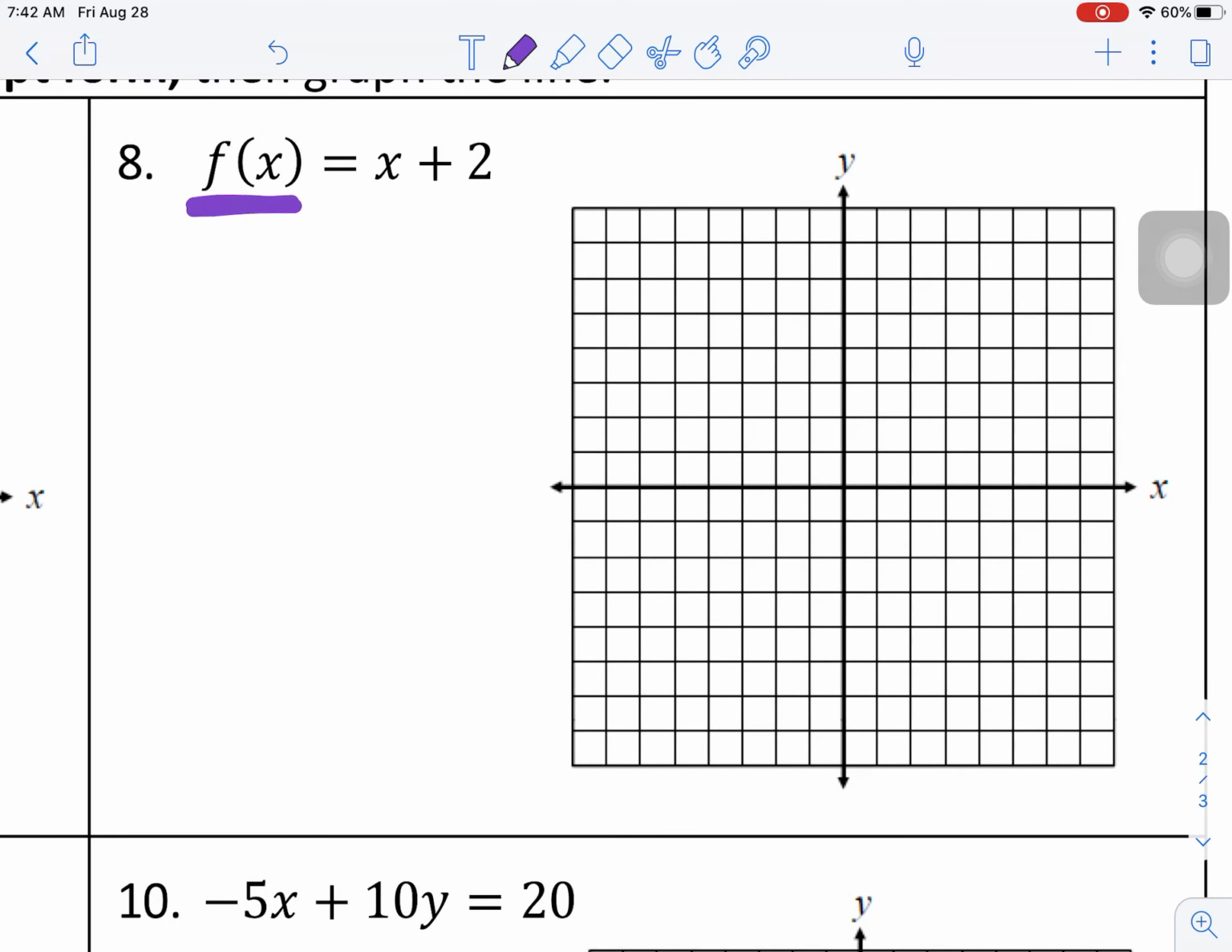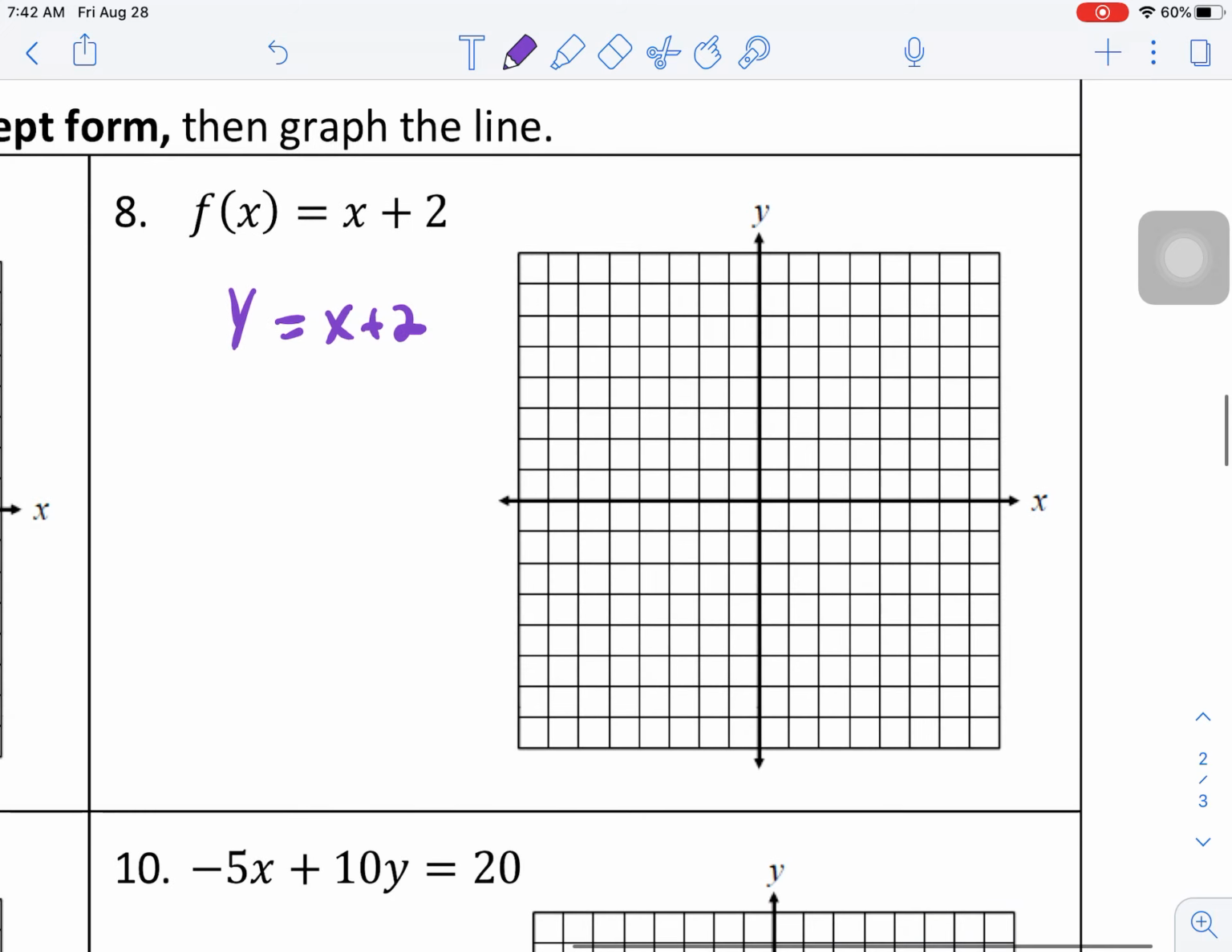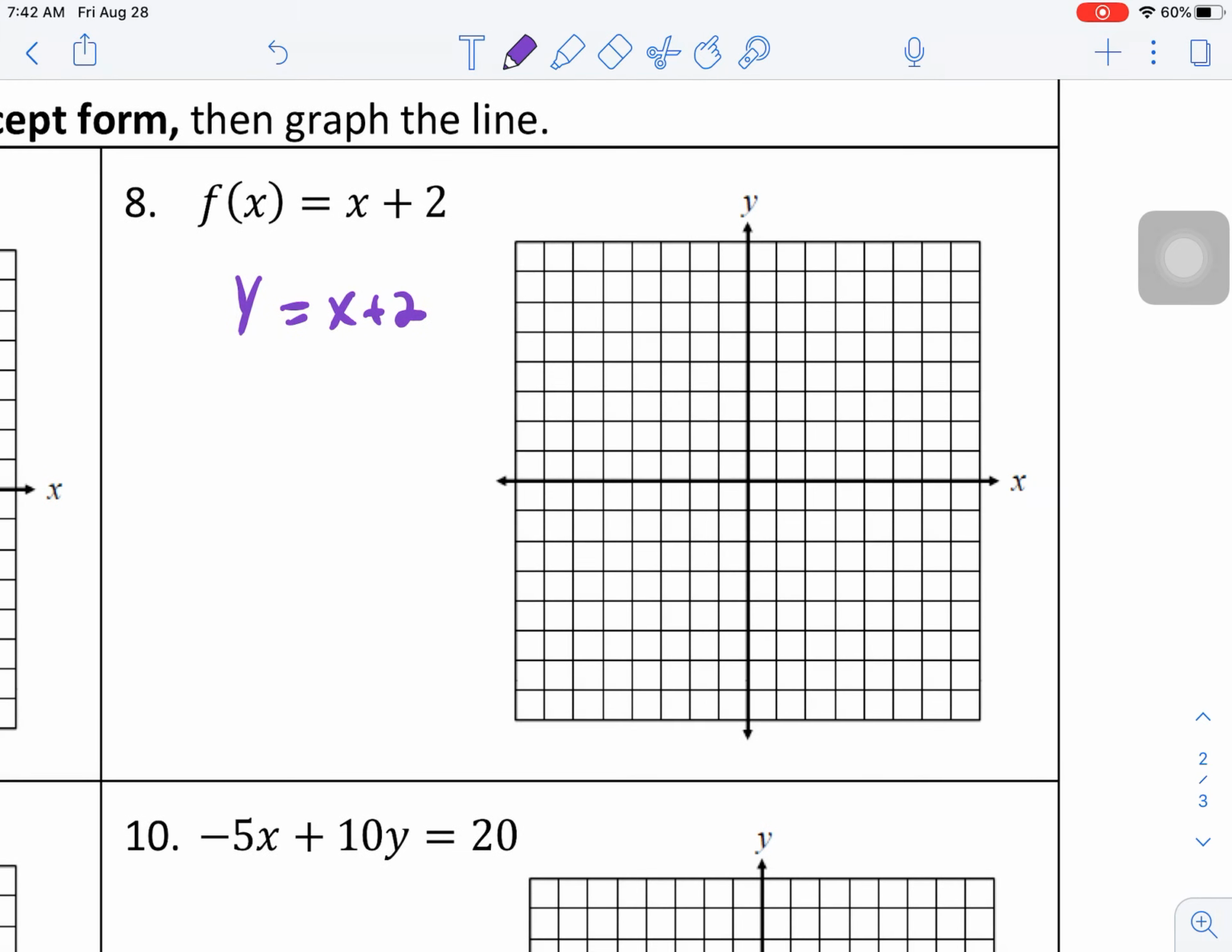All right, number 8. If you've never seen this symbol before, it's called function notation, or f of x is what you'll normally hear me say. This is the same exact thing as y. A lot of times I'll write f of x because I like that notation better. But if it confuses you, you can just replace it with y for now. But I definitely recommend starting to learn that f of x is just y. So you could replace f of x and just say y equals x plus 2. But I would be learning that f of x is just another way of saying y.